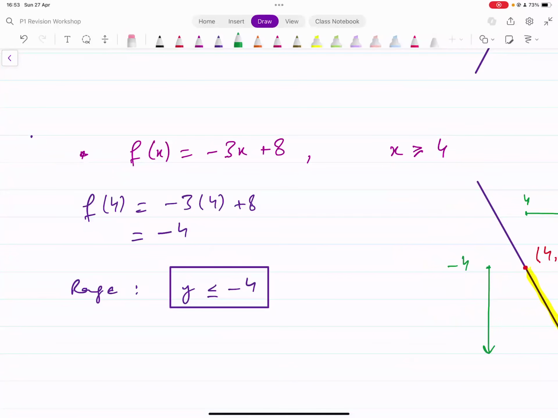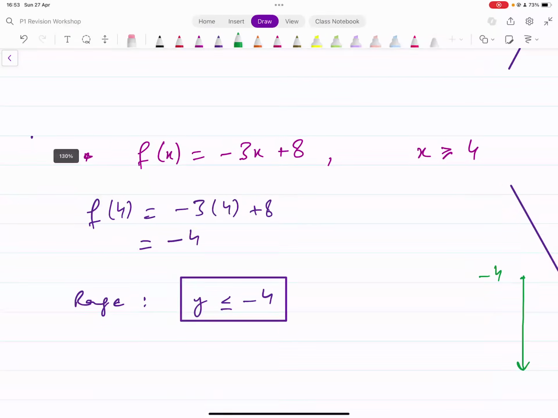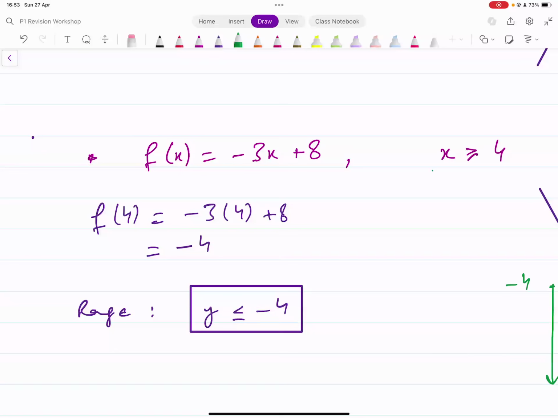f of x equals minus 3x plus 8. Let's say we've got a function that looks like this. In this function, let's say the domain is given to be x greater than or equal to 4. How do you think about the range of this graph now? You input that value of x in this. The value of x is 4. The corresponding value of y that you get is minus 4. Now, what's the range going to be? You might think this is greater than or equal to 4, so the range should be y greater than or equal to minus 4, but that's not correct.